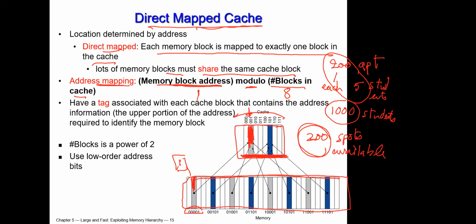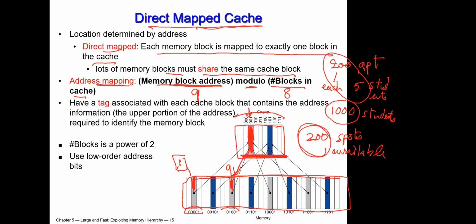How about this number? This number is 01001. What is that number? 9. So instead of 1, I need to plug in 9 here. 9 modulo 8 is what? 1. So this means that that guy will also park in spot number 1.